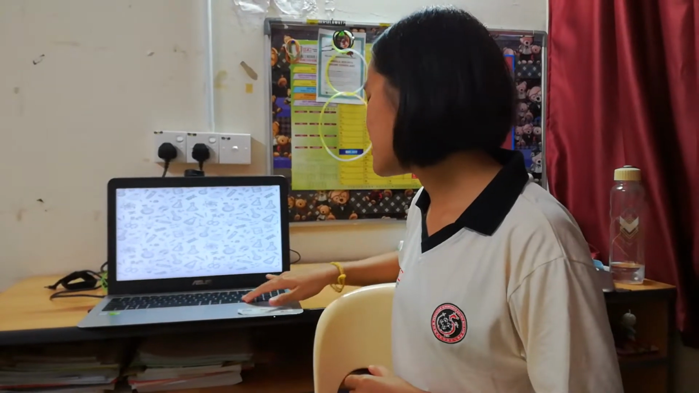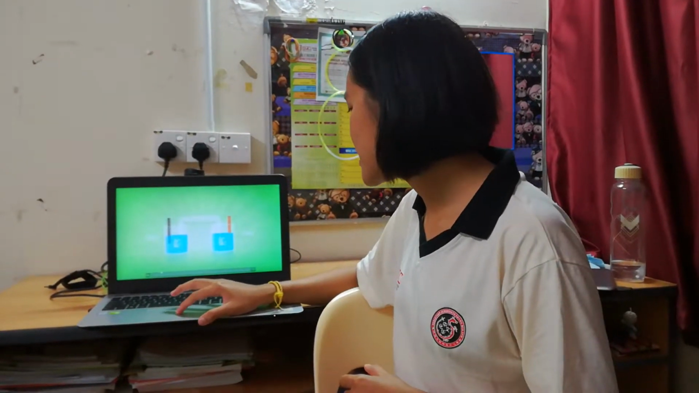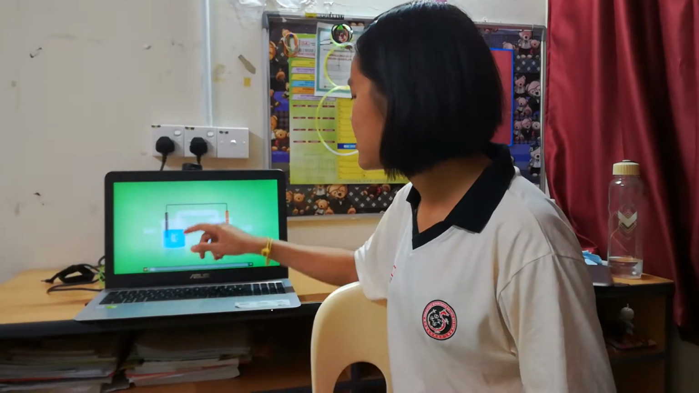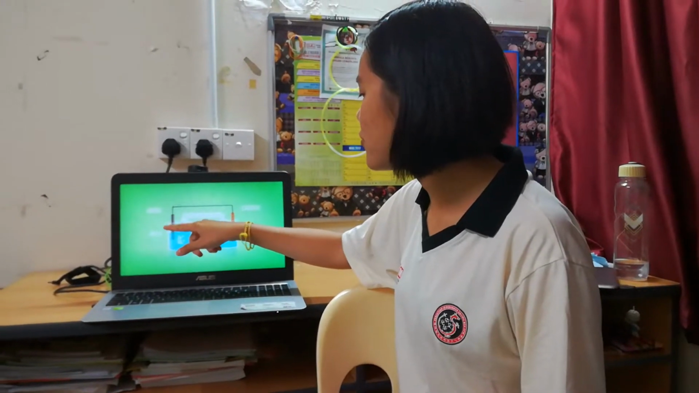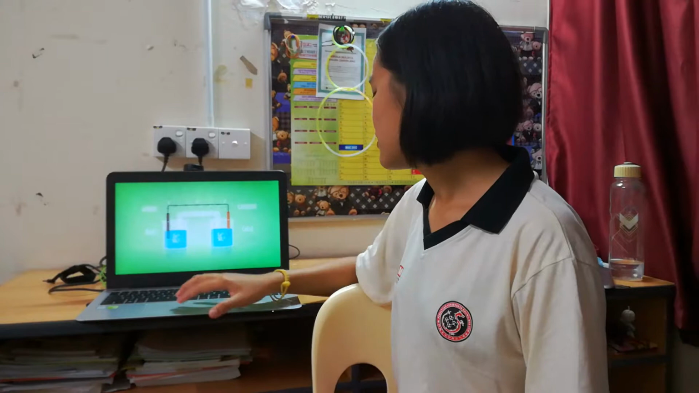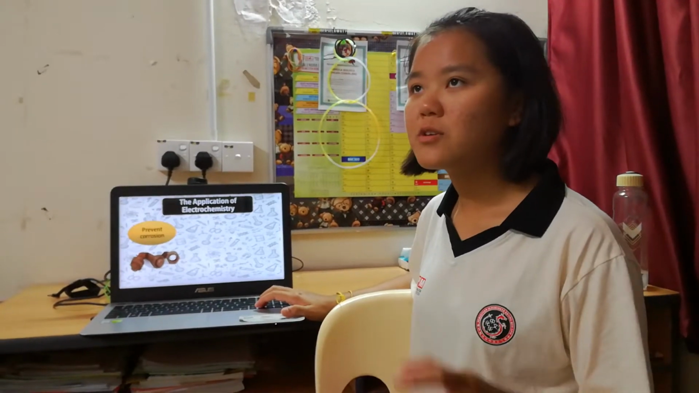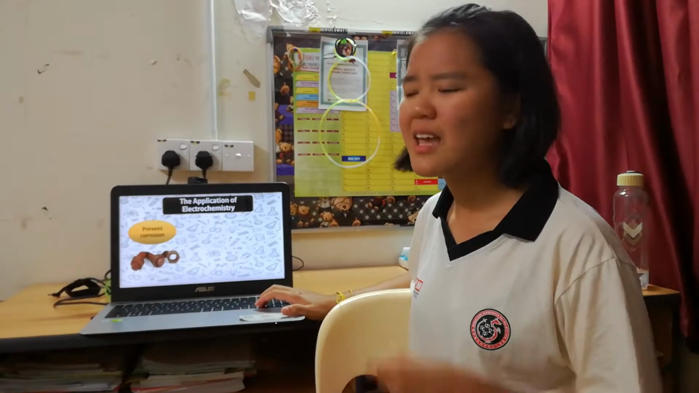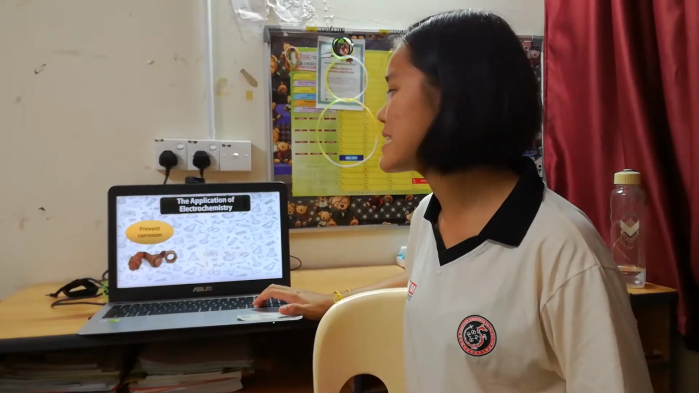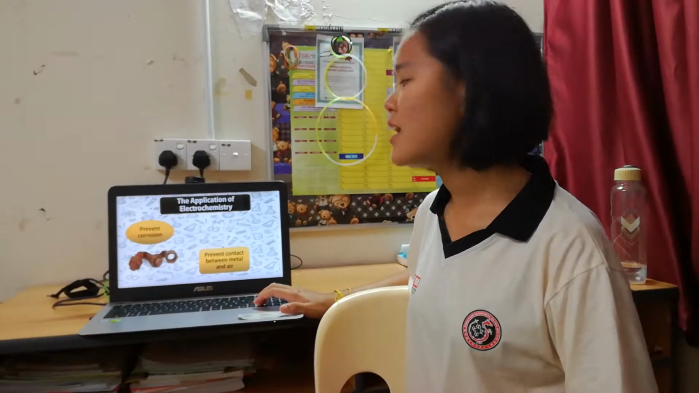Here is the process of electrochemistry. We can see that the electron is moved from the anode to the cathode. So that is electrochemistry. First, what is the application of electrochemistry? It is to prevent corrosion. Corrosion is the process which happens in metal and is a very wasteful process. To prevent corrosion, we need to prevent contact between the metal and the air.